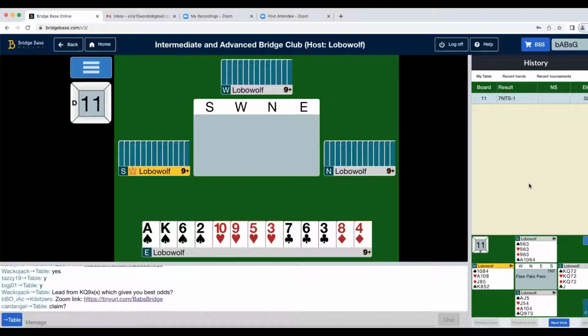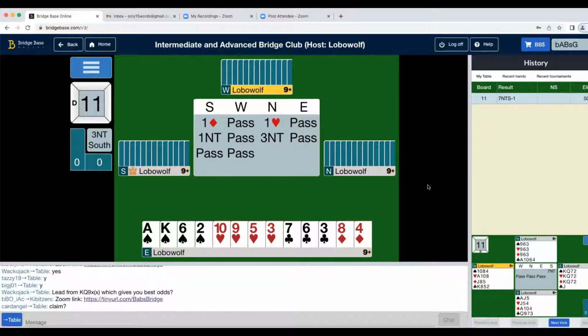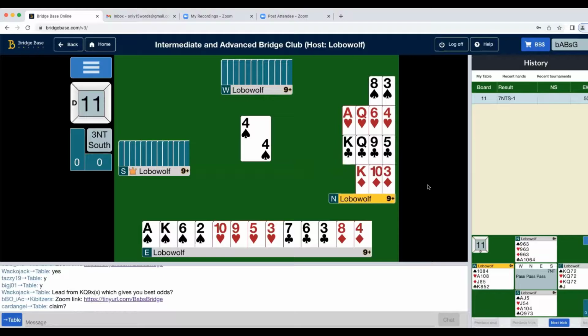Okay, so here we actually get to have an auction. So here's something that happens a lot. What's going on from East's perspective here? Well, partner's got 4 spades.